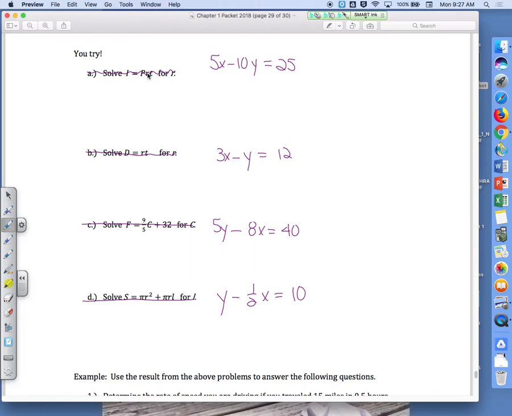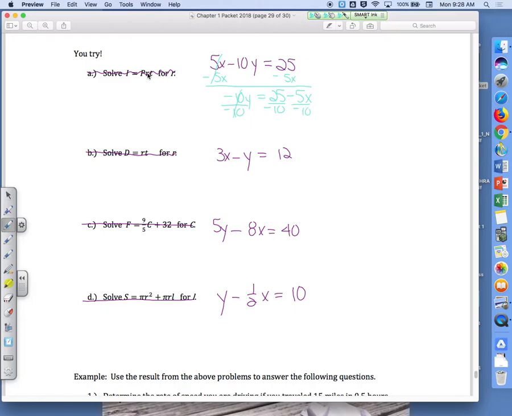So the first one, I'm going to go through and just start solving it. So to get negative 10y by itself, we need to subtract 5x from both sides. 5x's cancel, negative 10y equals, now negative 5x and 25, they're not like terms, they have to stay separate. So 25 minus 5x, or I'd prefer it the other way around, negative 5x plus 25. Then divide each term by negative 10.